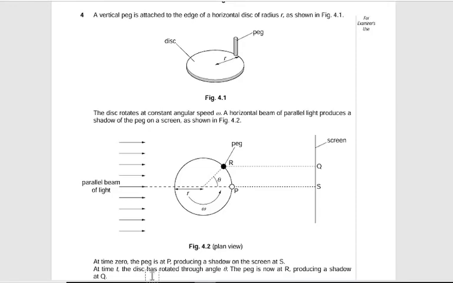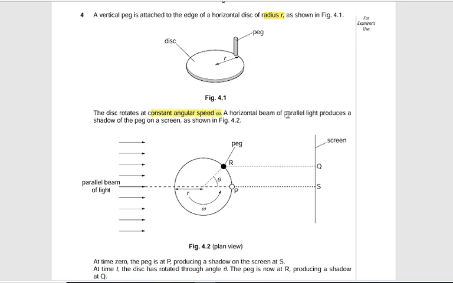Hello everyone. So today the question that we're looking at is question number 4 of summer 2009 9702. The question says a vertical peg is attached to the edge of a horizontal disc of radius r as shown in figure 4.1. They have shown us a peg with radius r. The disc rotates at a constant angular speed omega.